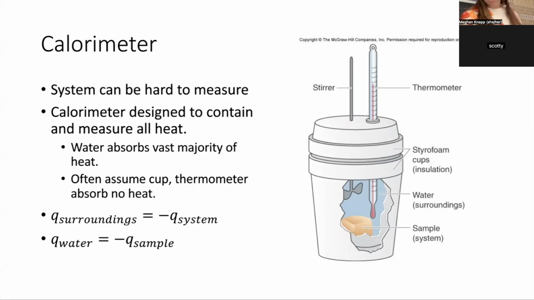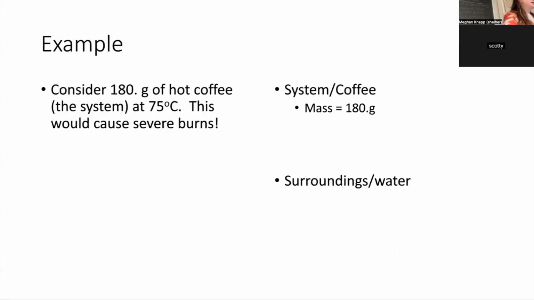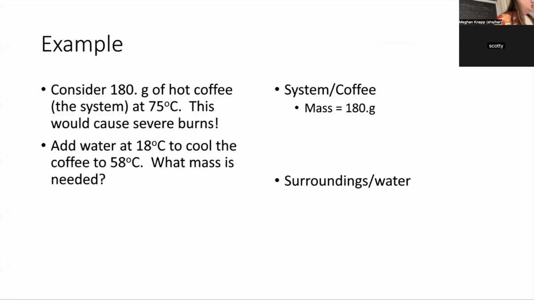Okay, so here's another example, because I said on your quiz you're going to have something like this. Let's say we have 180 grams of hot coffee at 75 degrees Celsius. Now, 60 degrees Celsius would cause a burn, so 75 degrees would cause a severe burn. So we want to cool it down. Our system is the coffee, and it has a mass of 180 grams. And we got the little decimal there giving us 3 sig figs. So we're going to cool it down, and we have water that is at 18 degrees, the temperature of a cool room.